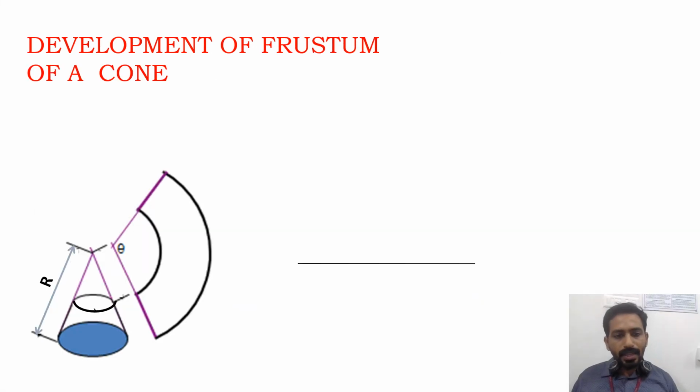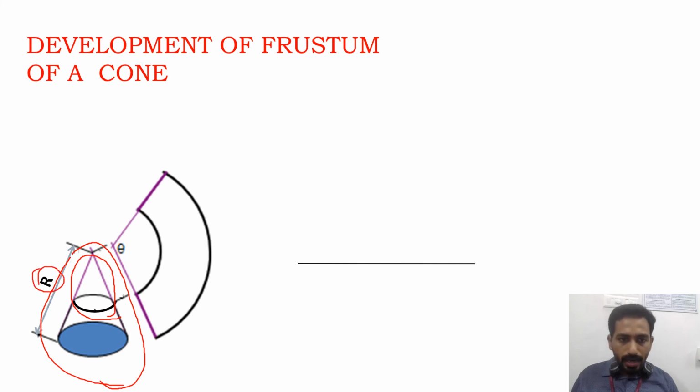Now we will see the development of a frustum of a cone. So you have a large cone here, out of which you are removing a small cone. That's called a frustum of a cone. Let capital R be the length of the generator of the large cone, and capital R1 be the generator of the small cone which is being removed. So we will see how it's being developed.